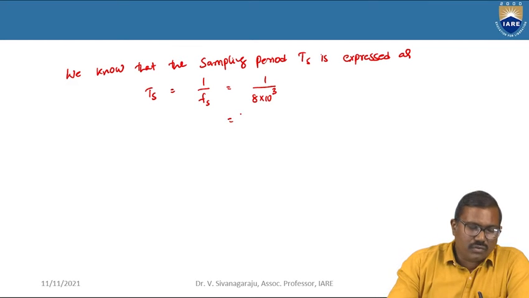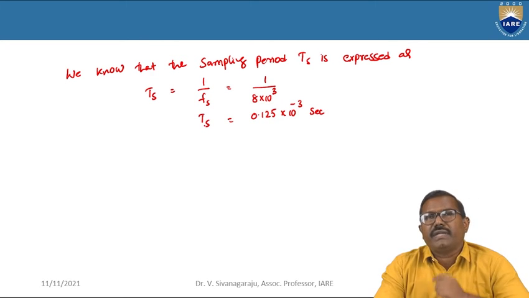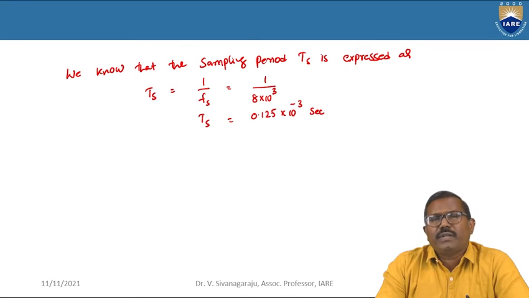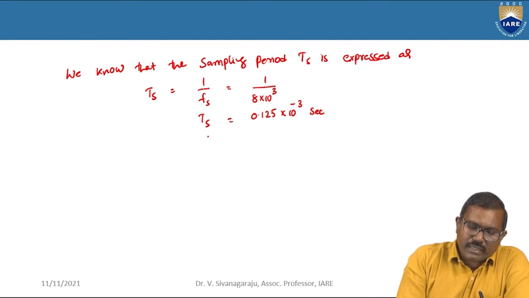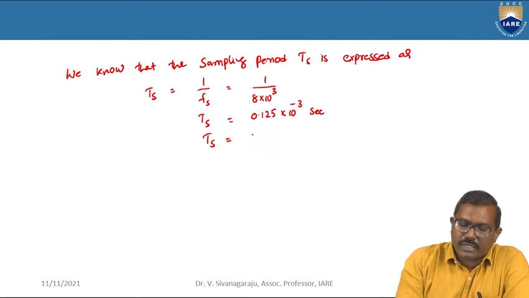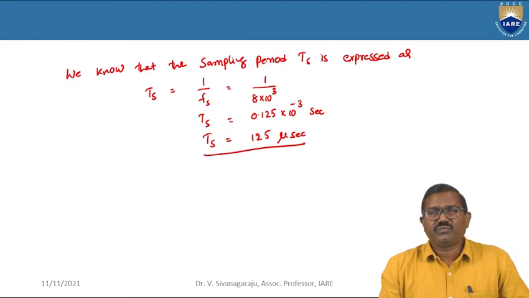So 1 by 8, you know that, is 0.125 into 10 power minus 3 seconds. So this is the sampling period. We are going to find the sampling period from the sampling frequency. So Ts equal to 1 by Fs, so Ts is equal to 0.125 milliseconds. Again, we can rewrite this in microseconds also, that is 125 microseconds. This is my Ts.